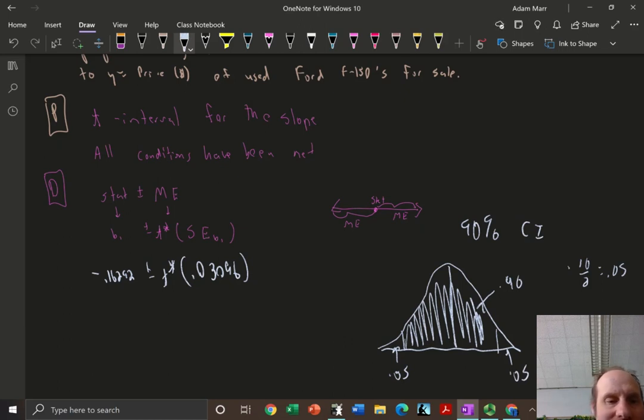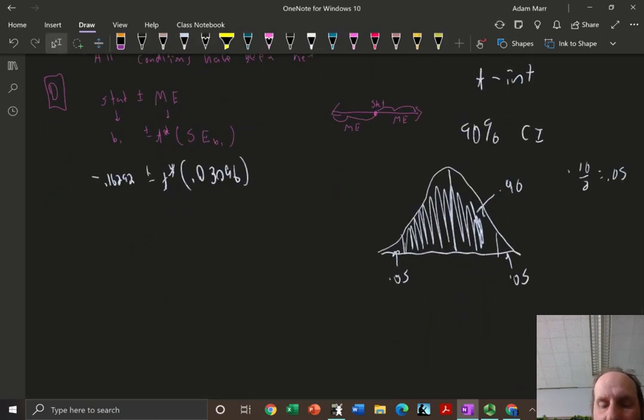All right, so this is a t interval. Very important, okay? Don't mess that up like I did in class. So we're going to say inverse t, okay? And when you do inverse t on the calculator, it's just going to ask for the area, and it's going to ask for the degrees of freedom.